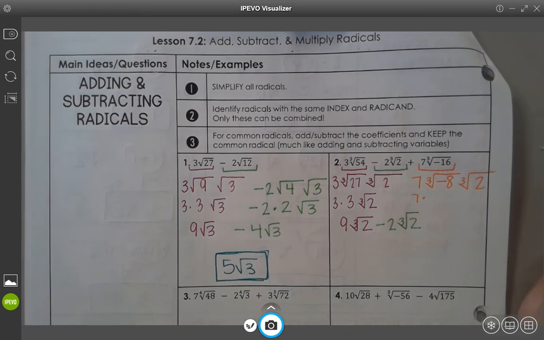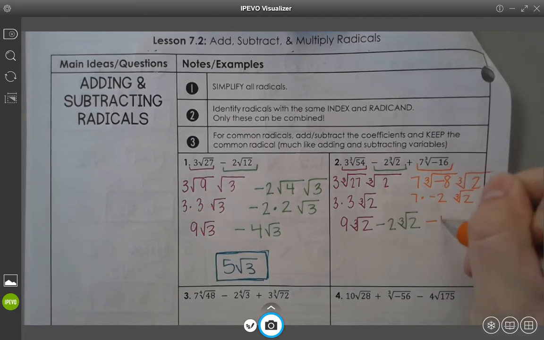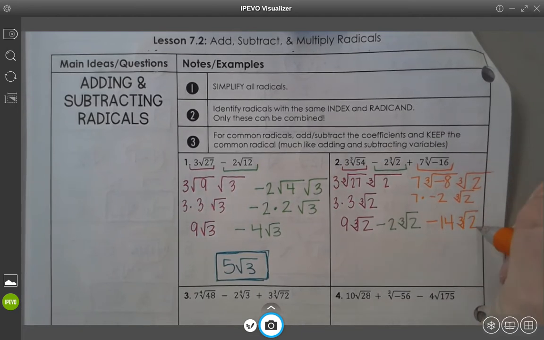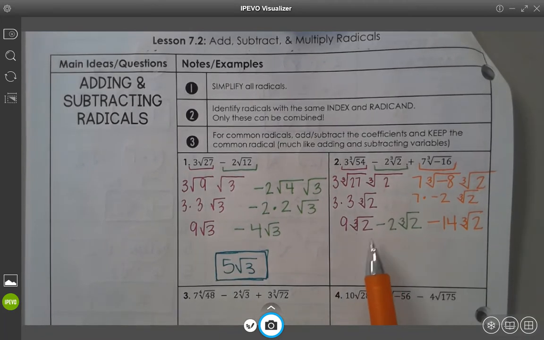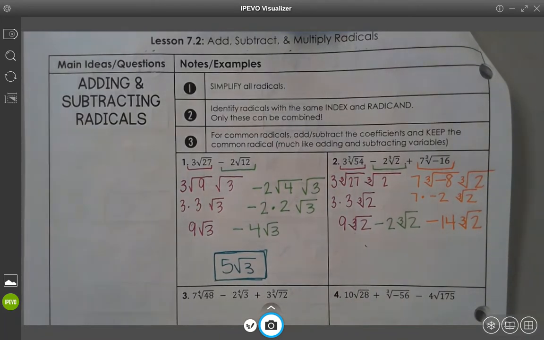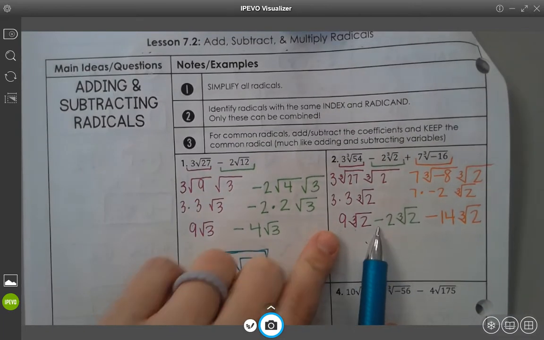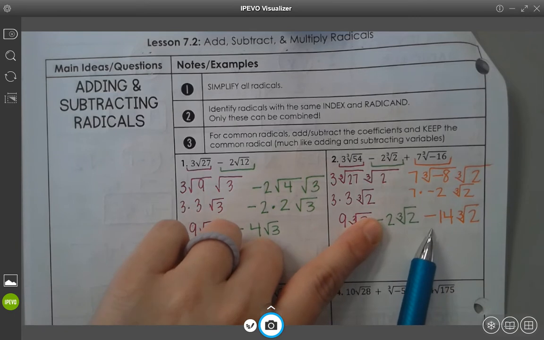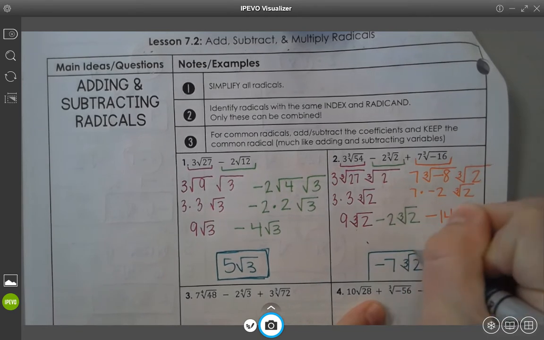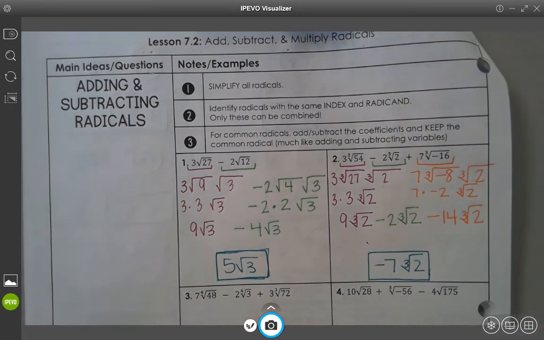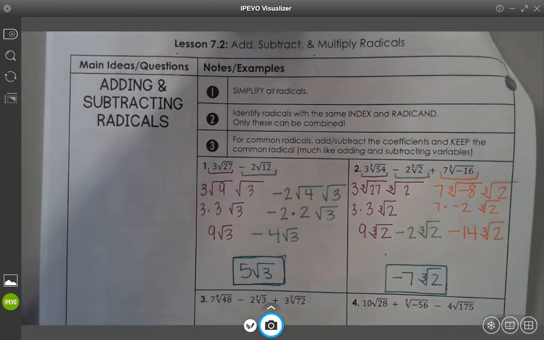What's the cube root of negative 8? Negative 2. Cube root of 2. So this will be minus 14 cube root of 2. And notice how all of these are cube root of 2. So you can add or subtract those. So basically you've got 9 minus 2, which is 7, minus 14, which is negative 7 cube root of 2. Any questions so far?